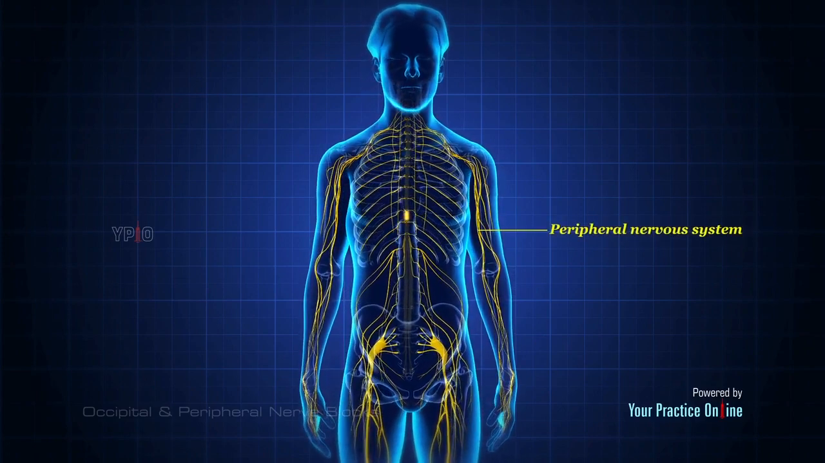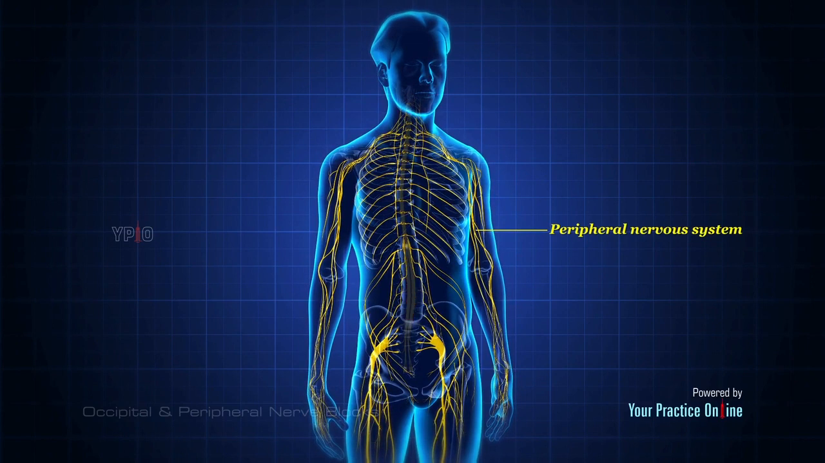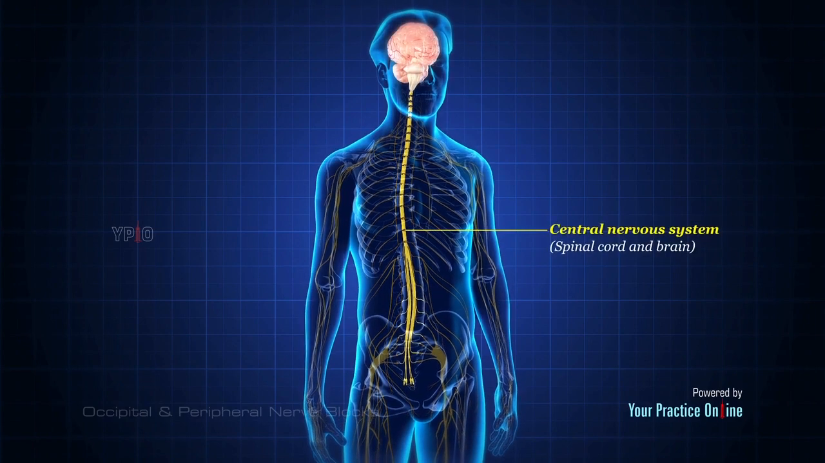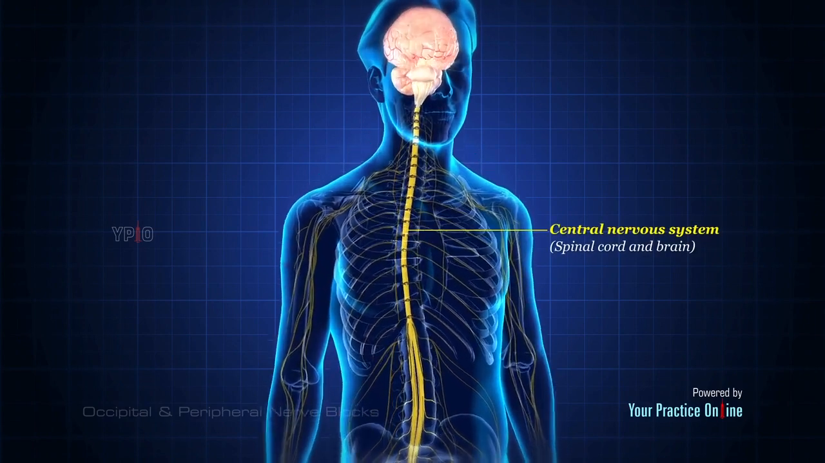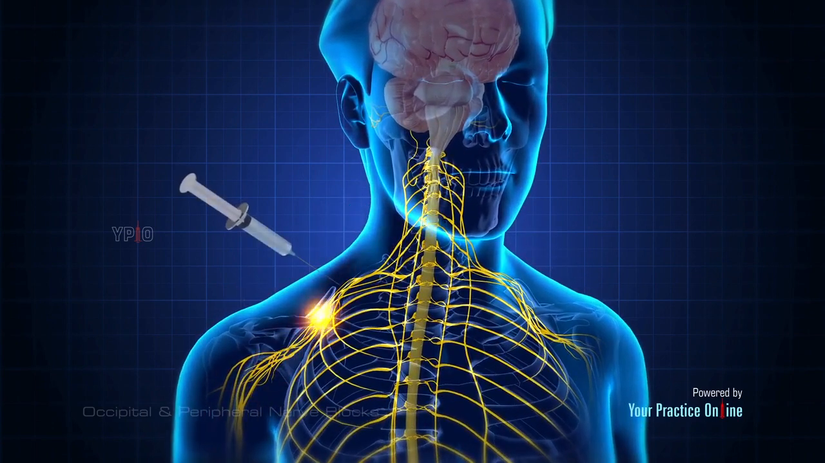The peripheral nervous system carries signals of movement and sensations, such as heat, cold, and pain, from different parts of your body to the central nervous system, formed by the spinal cord and brain. Injecting an anesthetic around a peripheral nerve can block the transfer of pain signals from the region it supplies to the brain. This is called a peripheral nerve block and can be used to manage chronic pain.